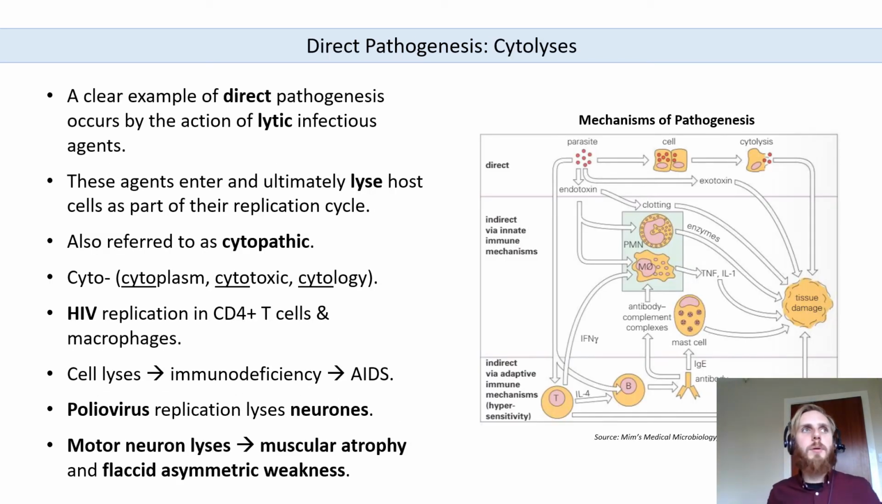The best example of direct pathogenesis, something we actually talked about a little bit earlier, is this idea of lysis. Some viruses will directly cause lysis of cells they infect. We call these viruses cytopathic, cyto meaning cellular, pathic again from pathos. So they're causing the death of the cell. Cytolysis, the cytopathic viruses causing lysis of the cells. Again, a really clear example of direct pathogenesis.